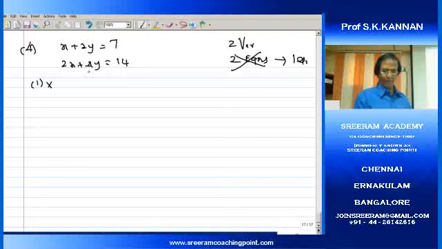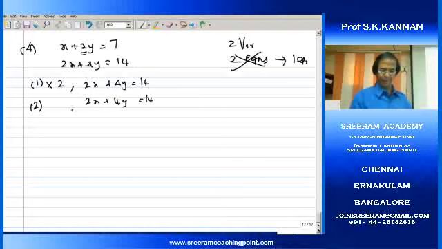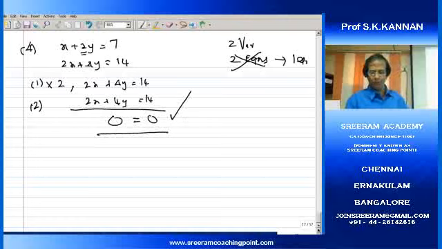First equation multiplied by 2, I get 2x plus 4y equal to 14. Second equation as it is, I get 2x plus 4y equal to 14. Subtract. All the terms cancel. We get 0 equal to 0. It is a true statement.